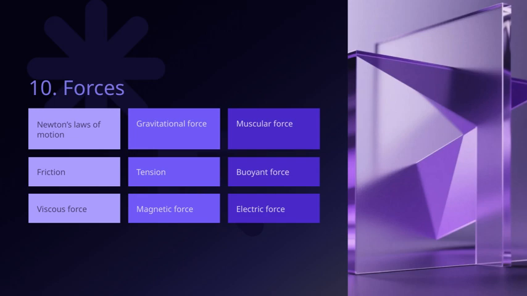Muscular force is generated by our muscles when we move or lift objects, highlighting how vital our body's own forces are. Magnetic force, on the other hand, is the force exerted by magnets, which is essential in many modern technologies. Tension is the force transmitted through a string or a cable when it's pulled, such as in a tug-of-war or a suspension bridge. Then there's viscous force, which acts against objects moving through a fluid, like air or water. This is what creates drag on a moving car or swimmer.